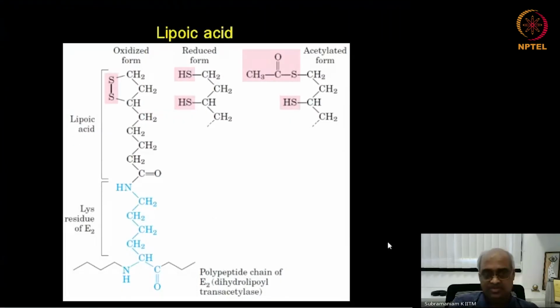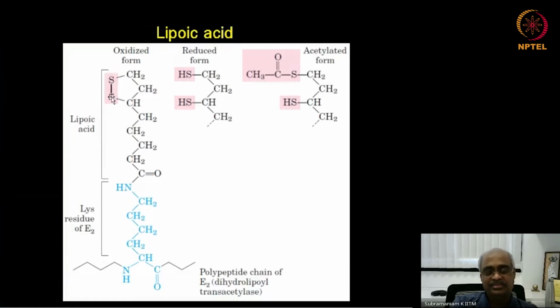And the next coenzyme, which is not a vitamin, which we are going to encounter, which is very critical for this pyruvate dehydrogenase complex, is lipoic acid. So lipoic acid has the ability to do 2 things. One, it can carry this acetyl group as a thioester on it, just like what we saw with coenzyme A.